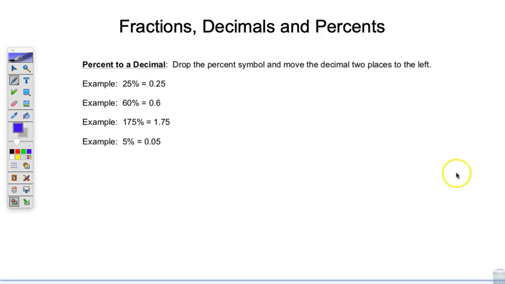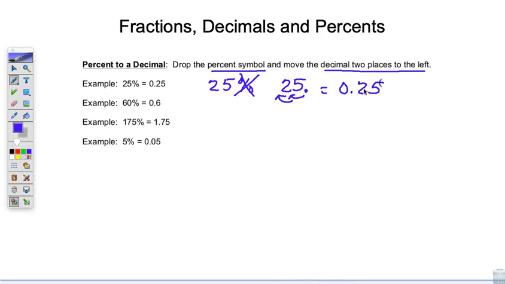Now to convert the percent to a decimal, you do just the opposite. So in this case, we will drop the percent symbol and move the decimal 2 places to the left. So here I have 25%. I'm going to drop the percent symbol. So now I have 25. A decimal is always at the end of a whole number. So when we move it back 2 places, we end up with 0.25. Again, that 0 in front of the decimal is meaningless. However, it is kind of nice to see it there to make sure your reader sees your decimal.